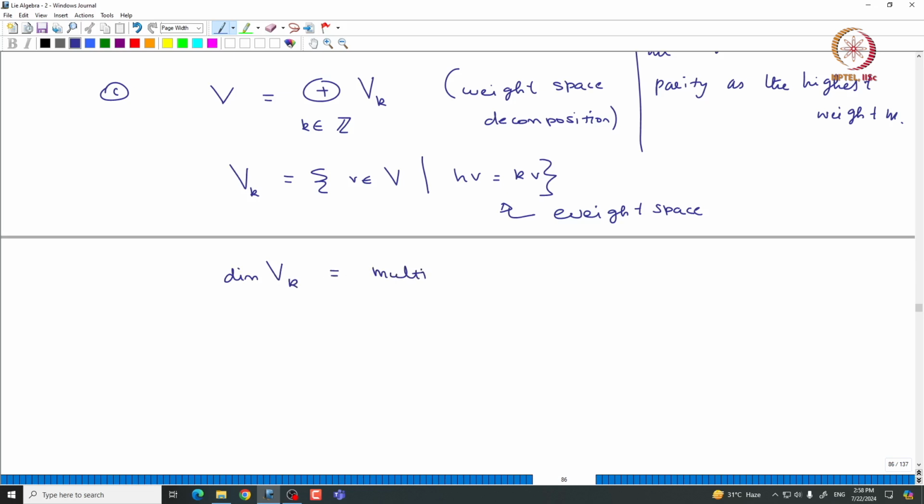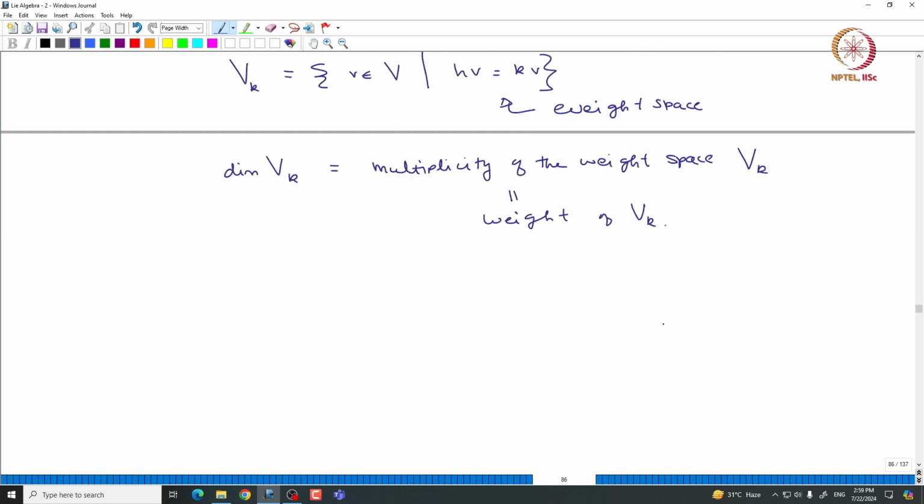The multiplicity of the weight space Vk is also called the weight of Vk. So, now one can easily observe that the dimension of Vk is the same as the dimension of V minus k, and this is true for all integers k.